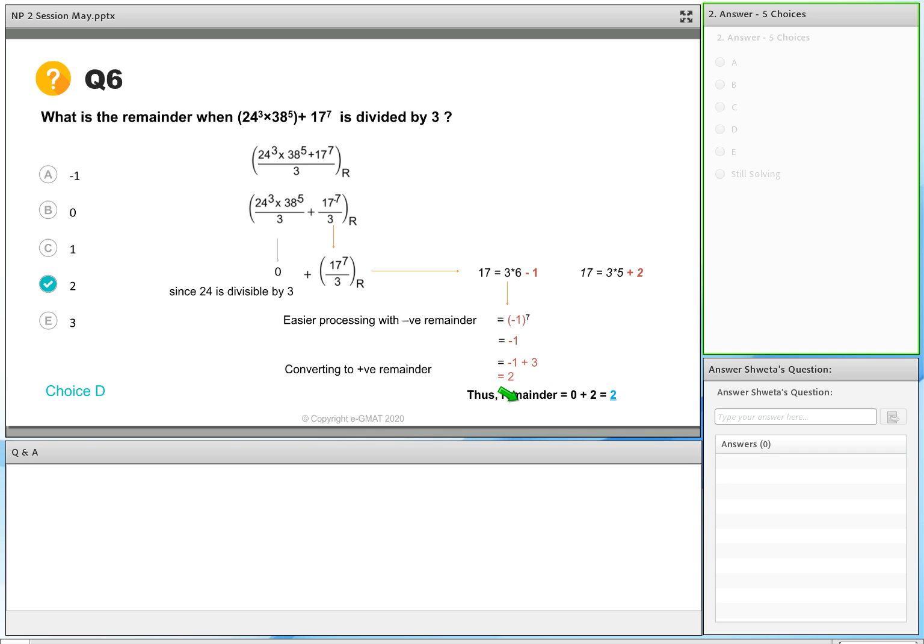Tell me in the yes/no poll, everyone, did you understand this completely? Anything about the method, please ask in the Q&A pod. Feel free to ask questions.